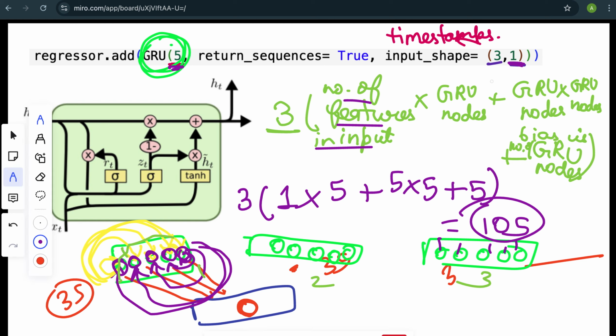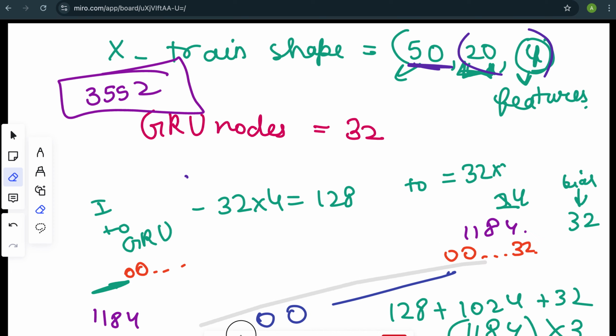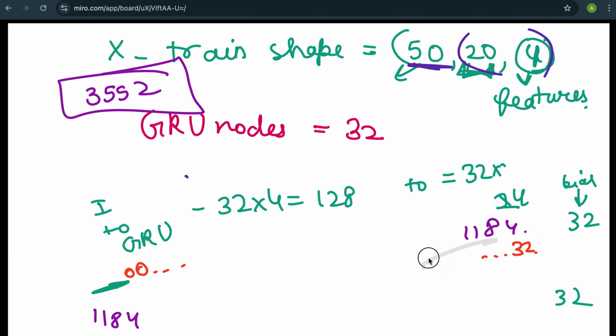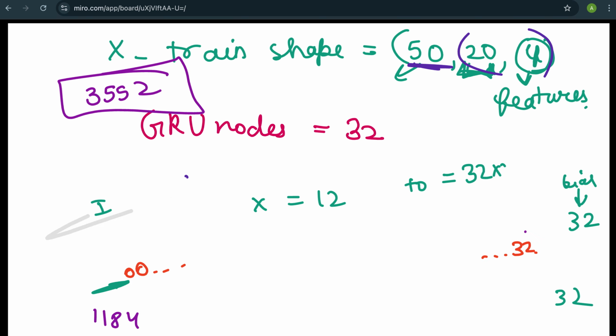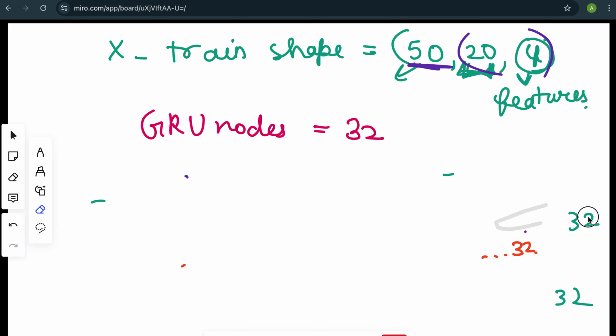Let's do one more example and then I'll give you some homework to practice. I already did the calculation, but let's just erase it. Oh, the answer is already there. No worries, we'll do it by ourselves.